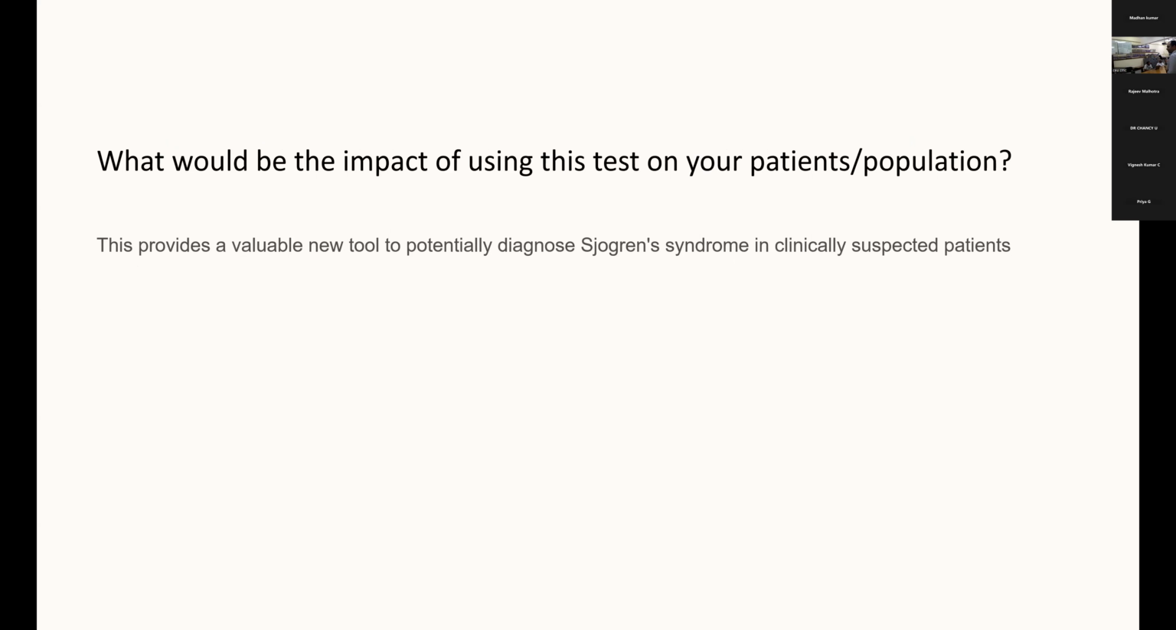So what would the impact be? Sjogren's, we know, has no diagnostic test. There's no gold standard diagnostic test. So this will provide a valuable new tool to potentially diagnose Sjogren's patients in clinically suspected patients. It may not work as a screening tool in the general population, but in clinically suspected patients.